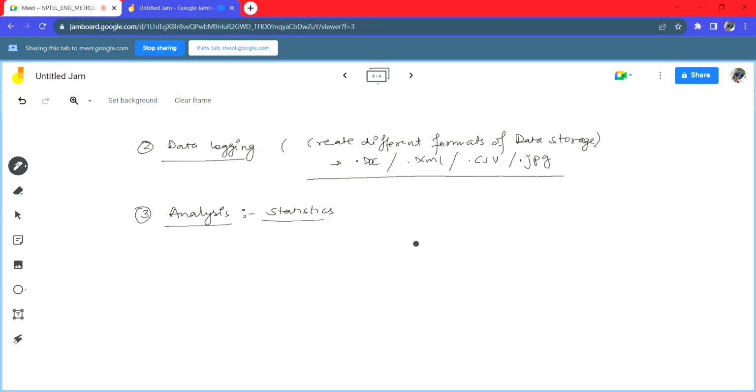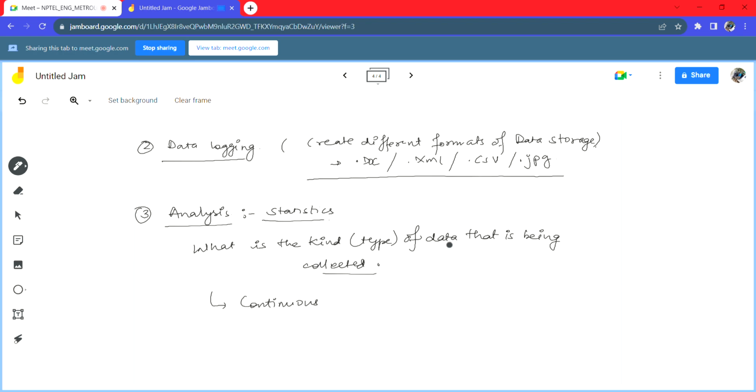Now before we move on to statistics, I would like to refer to one point which is very interesting: what is the kind of data, or you can say the type of data, that is being collected. We should understand that data primarily is of two types. One is continuous time data, and the other is discrete time data.